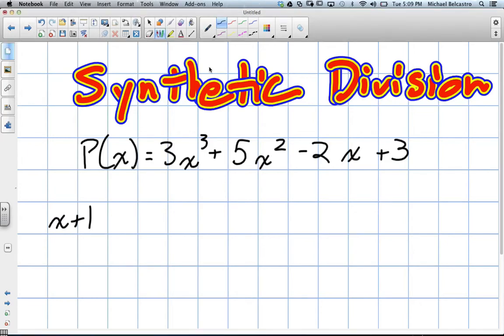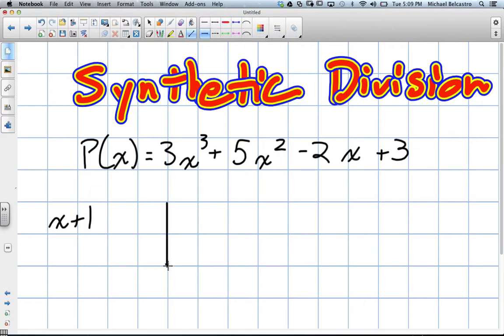We're going to go through synthetic division, and we're going to divide this polynomial with our divisor of x plus 1. So when we go to set up our synthetic division, we're strictly looking at this value here. We're not looking for the constant itself, which we normally do in long division. I'm going to double check that to make sure it's right.